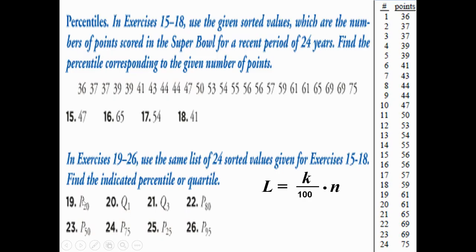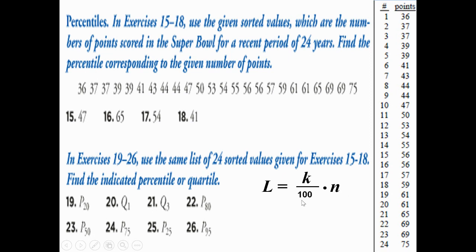So in this case here, find a number located in the 20th percentile, number 19. K stands for the percentile. So I would put 20 over 100, and I would multiply by the number of numbers I have. Q3 is the same as P75, so it'd be 75 over 100 times 24. P95, in place of K, I would put 95 over 100 multiplied by 24.